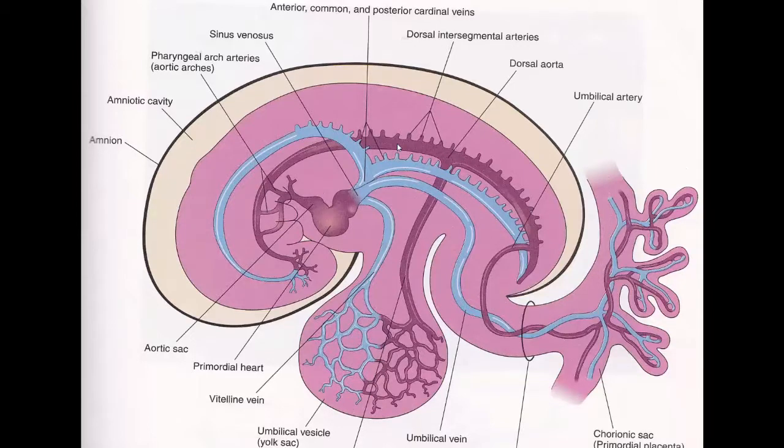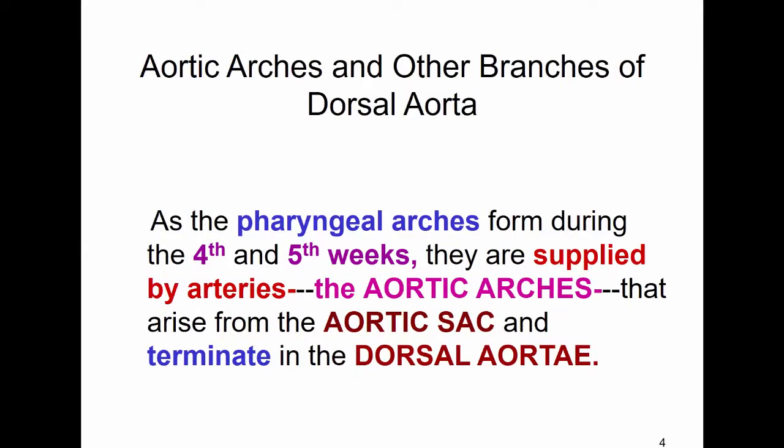So this is what I was telling, though the language is a bit different. When the pharyngeal arches form during the fourth and fifth weeks, the pharyngeal arch derivatives are supplied by some arteries known as the aortic arches. And these aortic arches arise from the aortic sac, and they terminate in the dorsal aorta.